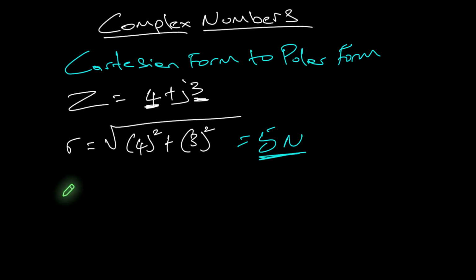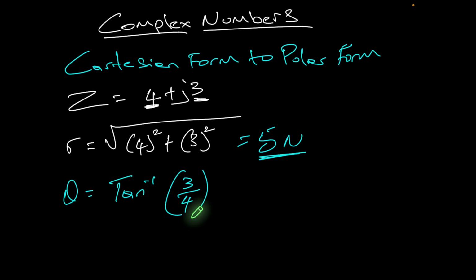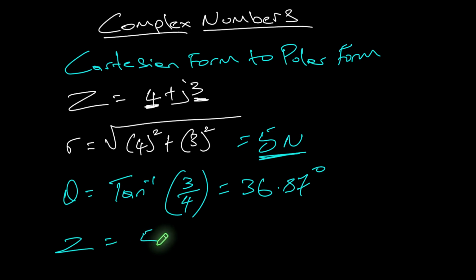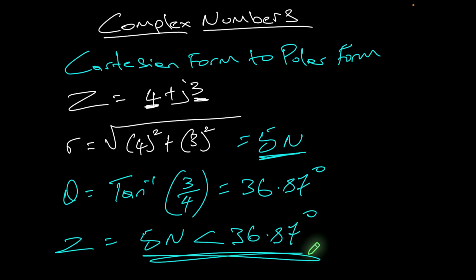And then let's find what the angle is. That's always just going to be tan inverse of vertical, which is the imaginary part, so 3 over 4. So vertical over horizontal. And that gives us our angle, which is 36.87 degrees. Our final answer in polar form is z equals 5, I'll still use newtons, and like that, our angle. So that's how we would move from Cartesian form to polar form.